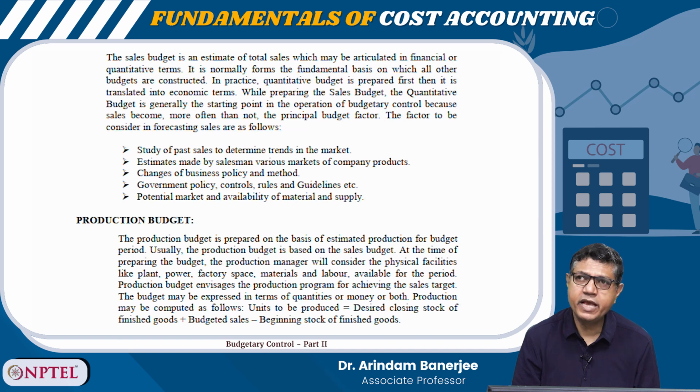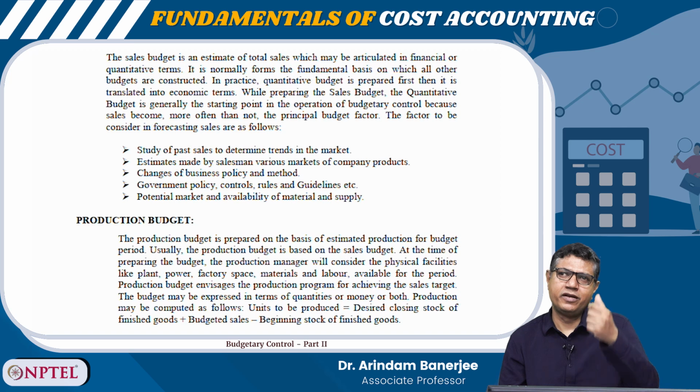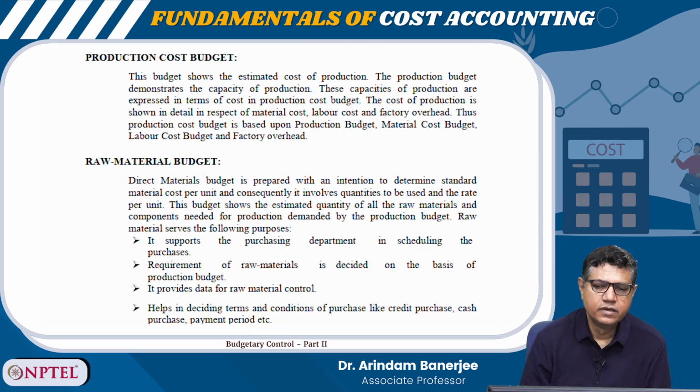Now, the budget I can express in terms of quantities or money or both. Usually in manufacturing companies, this budget is prepared in quantity terms and then it gets converted into monetary terms. The budget shows the estimated cost of production. The production budget demonstrates the capacity of production. These capacities of production are expressed in terms of cost in the production cost budget. It is shown in detail in respect of material cost, labor cost, overhead cost, etc.